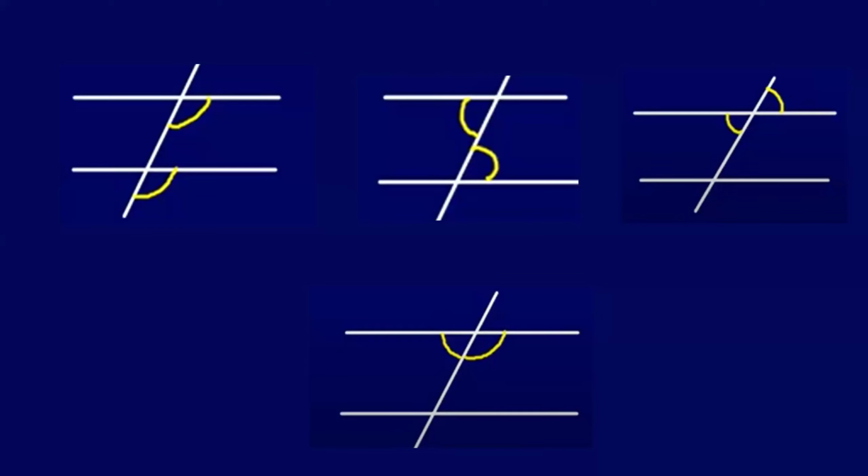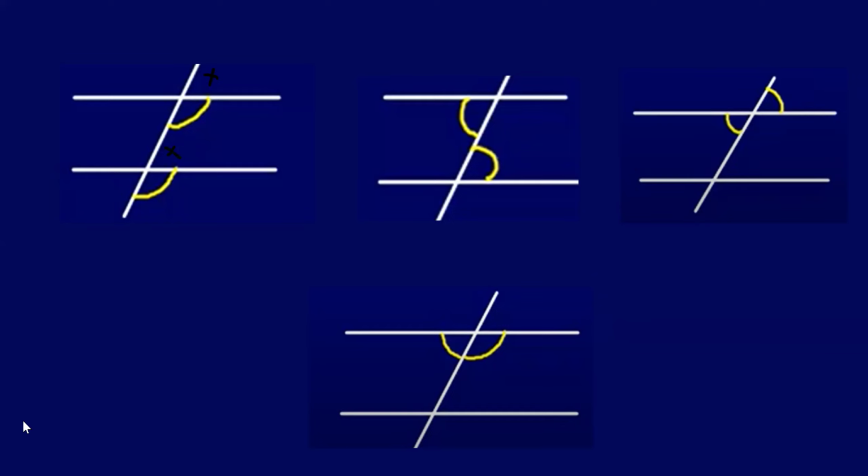We have 4 relations. First one, if both angles are below the line or over the line, so we call them corresponding. Both of them below the line or both of them over the line here. We call them corresponding and they are equal.